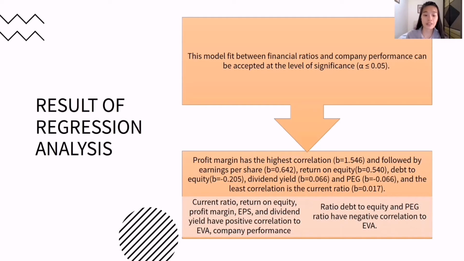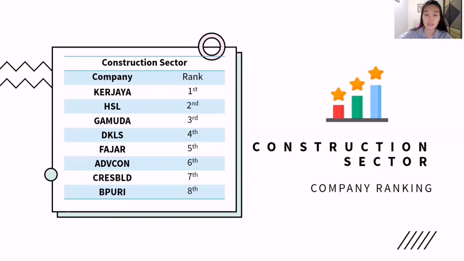Thus, it also proved that current ratio, return on equity, profit margin, EPS, and dividend yield have a positive correlation to EVA, which is company performance, while the ratios debt to equity and PEG ratio have a negative correlation to EVA. Thus, it can be concluded that the ranking of the companies in the construction sector is as shown in the table. Kerjaya has the best performance among these competitors, followed by HSL, Gamuda, TKSL, Faja, Avcon, Crespin, and Brookly.